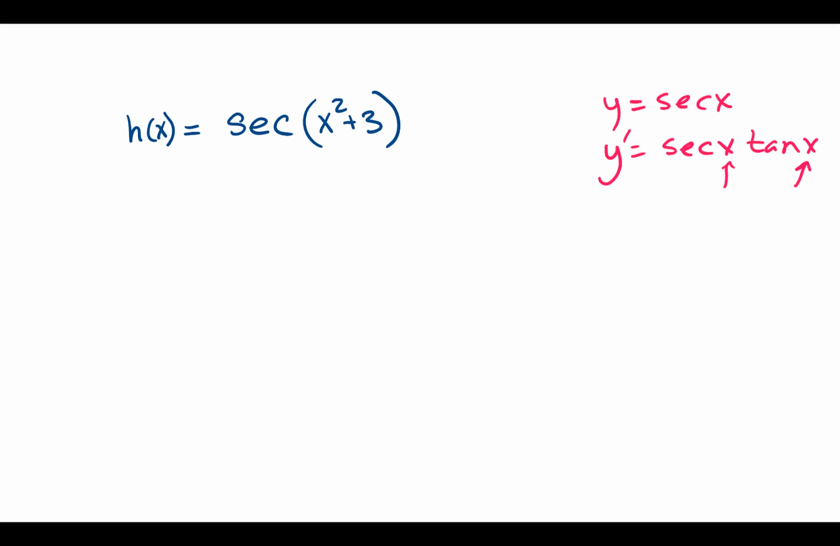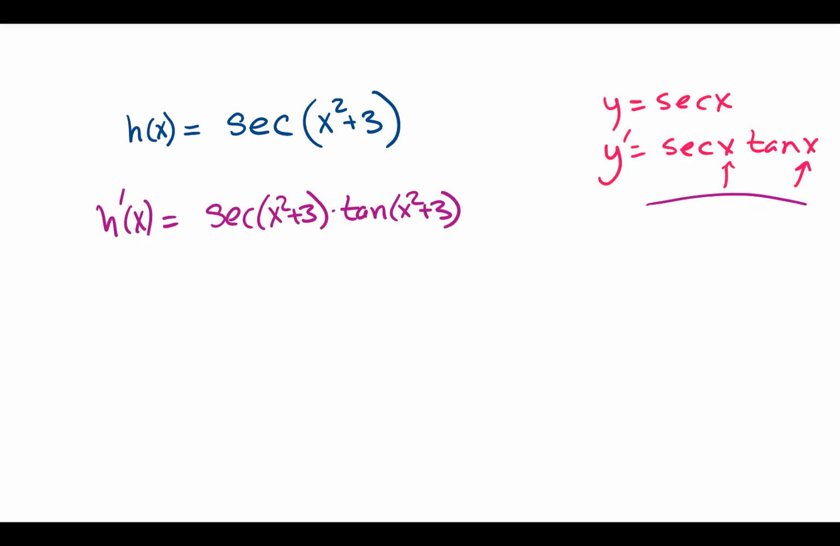So when we go to take our derivative of this, h prime, we're going to take a derivative on the outside, and that's secant of whatever's inside of there. So what we're going to write is the secant tangent, but we need to leave that inside alone. So what you're going to get is secant of x squared plus 3 times tangent of x squared plus 3.